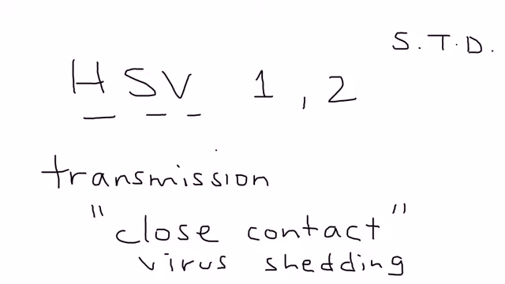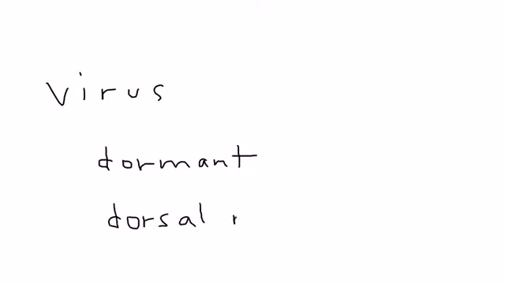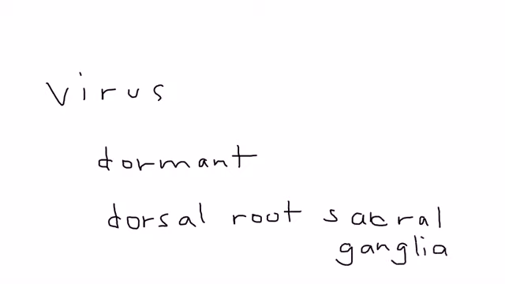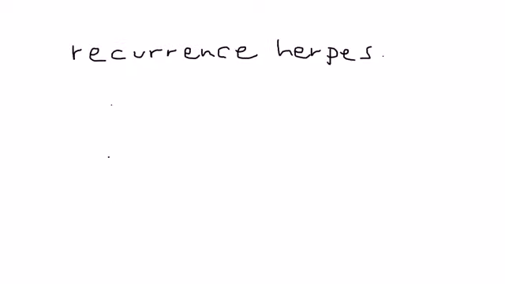Now, what's important about this virus that is rather sad and unfortunate is that it lies dormant in the nerves, in particular the dorsal root ganglia, dorsal root sacral ganglia. This virus can then be reactivated because of some triggers, so periodically you can get a recurrence of herpes, and here are some of the reasons.